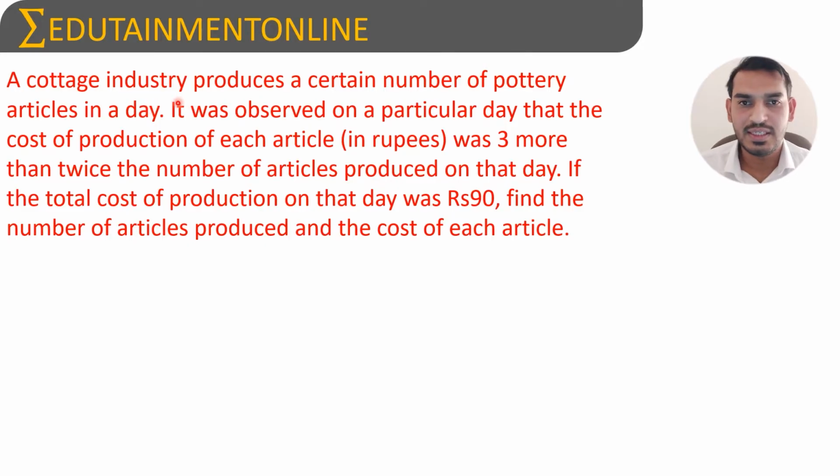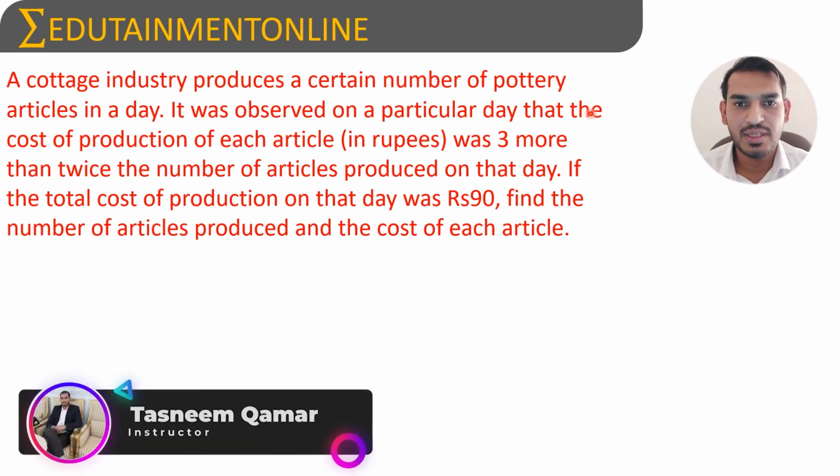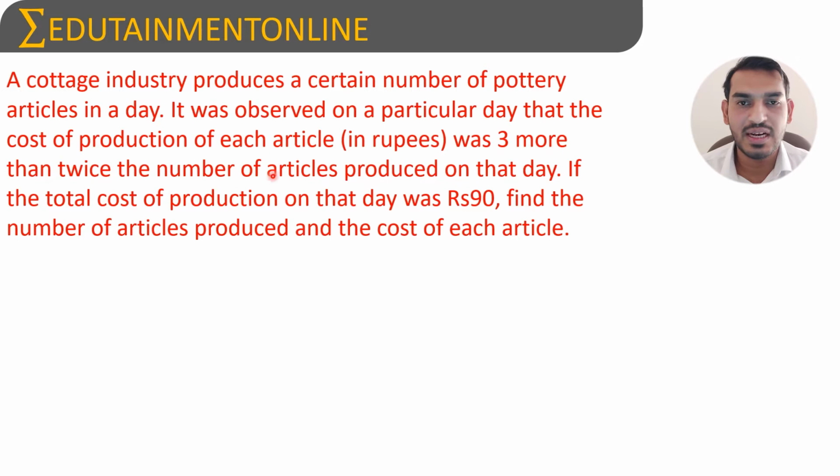A cottage industry produces a certain number of pottery articles in a day. It was observed on a particular day that the cost of production of each article in rupees was 3 more than twice the number of articles produced on that day. If the total cost of production on that day was rupees 90, find the number of articles produced and the cost of each article.